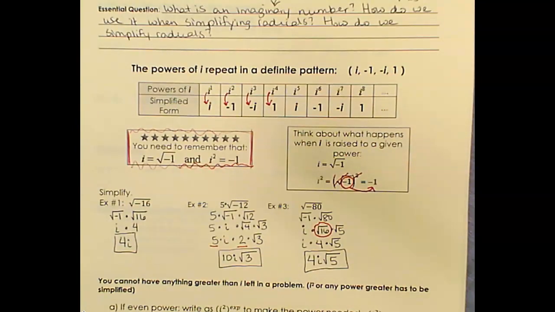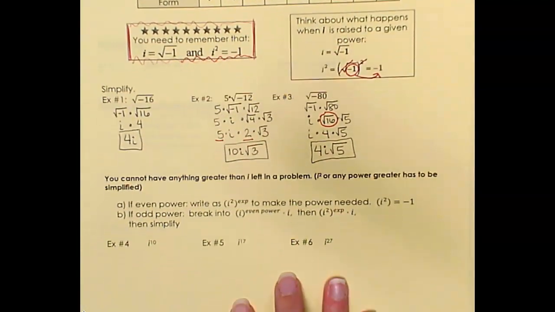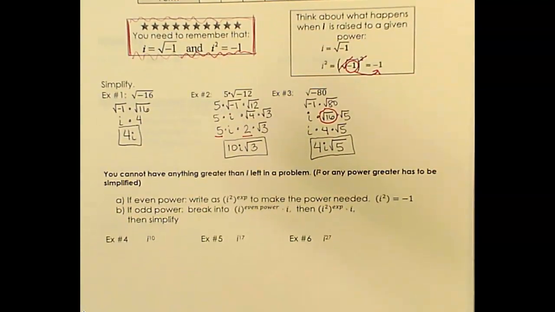Okay, let's go on to a problem that has the same type of information needed, but it's a little bit different of a thing that's asked. It says you cannot have anything greater than I left in a problem for these examples. So I squared or any power greater has to be simplified. This is where that table at the top comes into play.